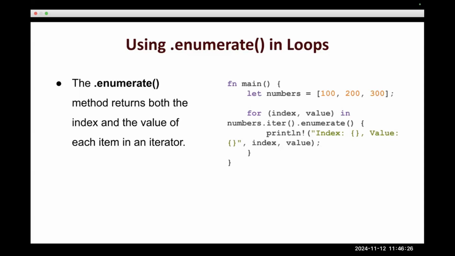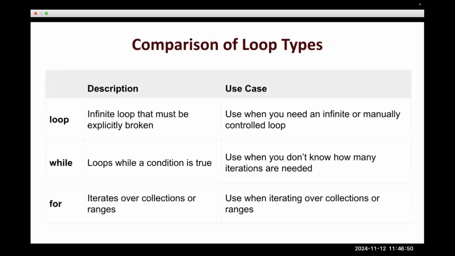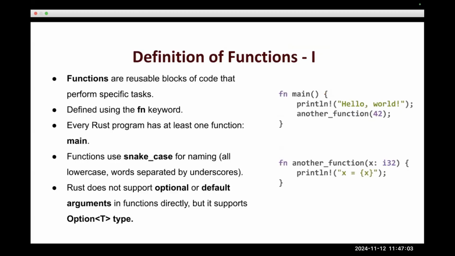So enumerate in the loops, you can use that to return both index and values. It's kind of like in Python, we have this function that you can use to spit out the key and value of dictionaries, right? You can do that in a similar way here in loops with enumerate. So these are the basic comparison of these three loops. If you're familiar with other languages, this should be straightforward. Shouldn't be that complicated to see the difference.